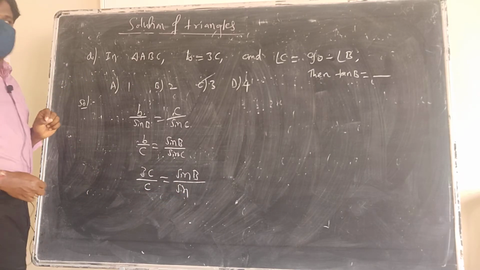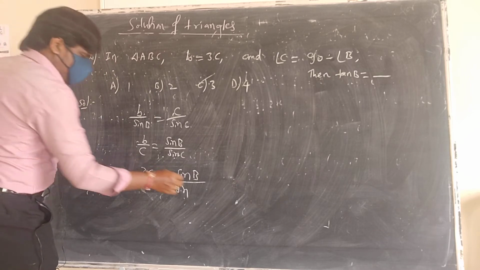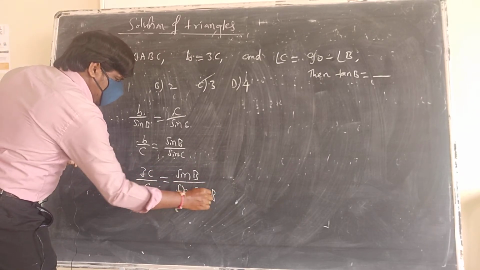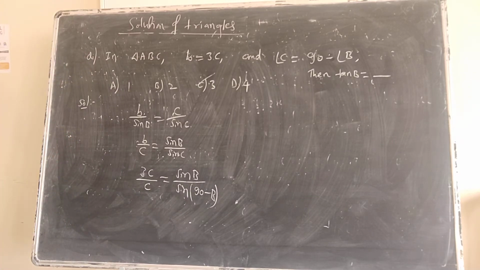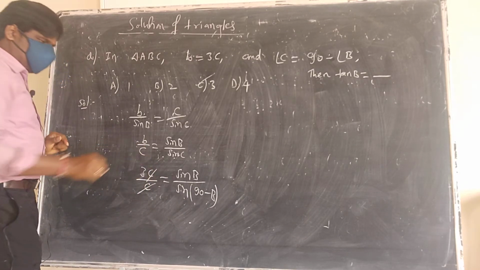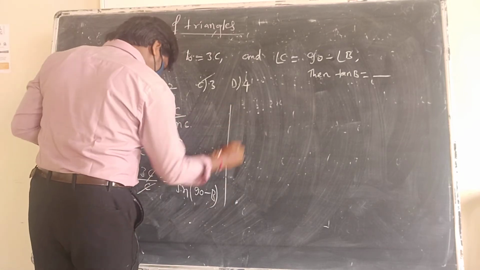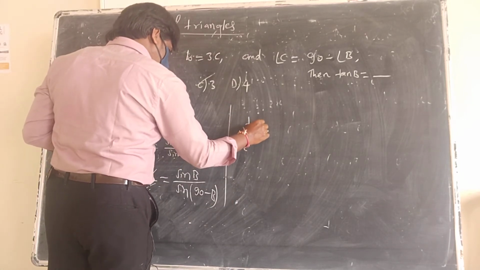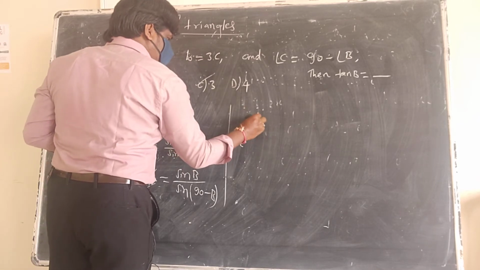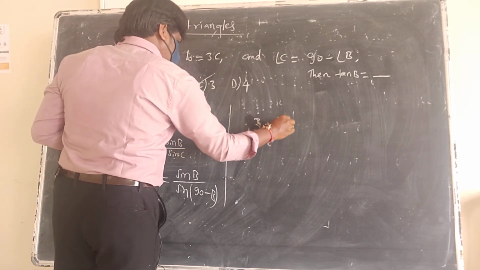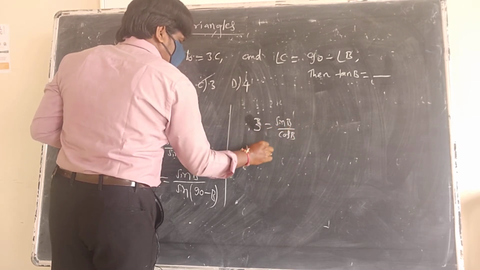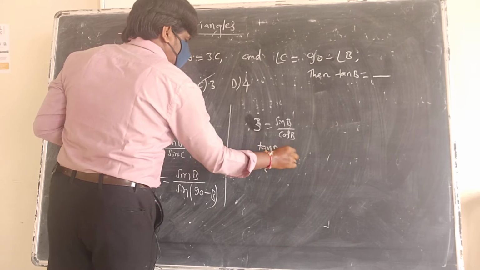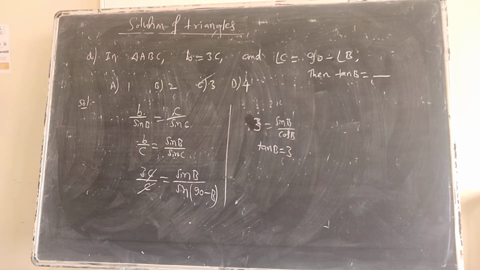What they have given about angle C? 90 minus angle B they have given. So you know that sine of 90 minus theta is what? Cos theta. So C gets cancelled out. So how much you got here? Tan B you got, right? So 3 is equal to sine B by cos B. It means tan B is equal to 3. Hence, we have solved the question given for the sine rule.